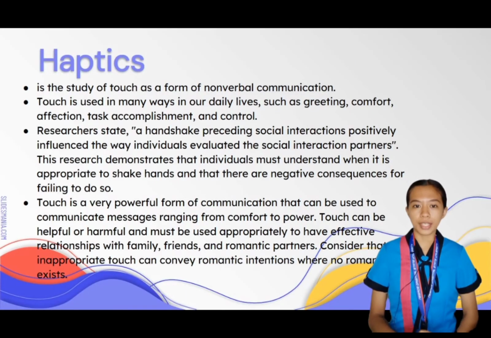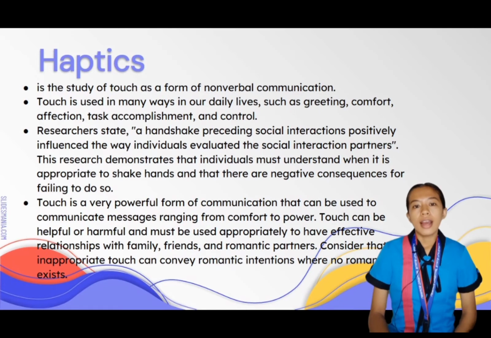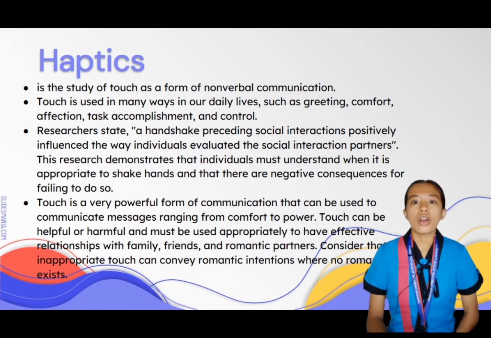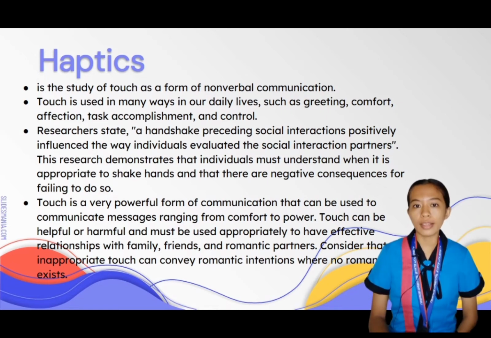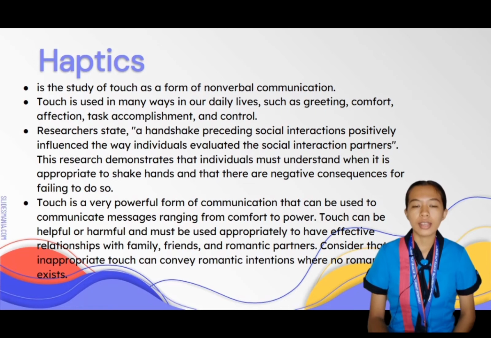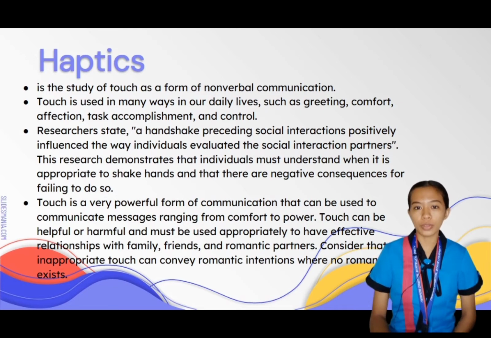First is haptics. Haptics is the study of touch as a form of nonverbal communication. Touch is used in many ways in our daily lives, such as greeting, comfort, affection, task accomplishment, and control. You may have engaged in a few or all of these behaviors today.